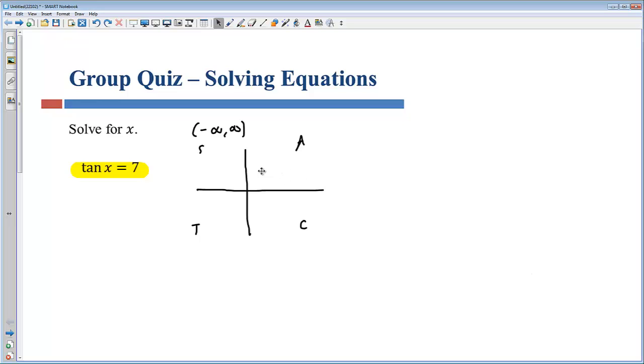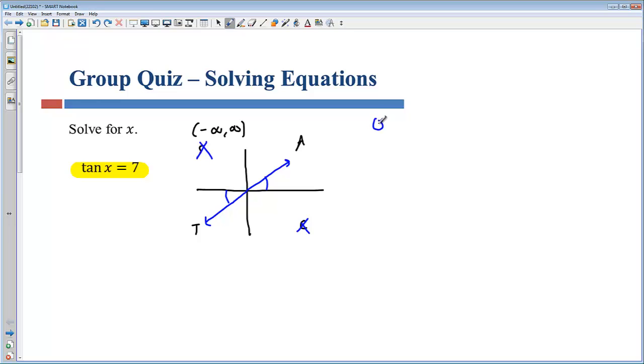So first, what we want to do is figure out where this angle x is going to live. The angle x is going to live in a quadrant where the tan of it is positive. So I know it cannot be here or here. The angle actually lives in the first, or it could also live in the third quadrant. And so what we want to do is find this little reference angle right here.